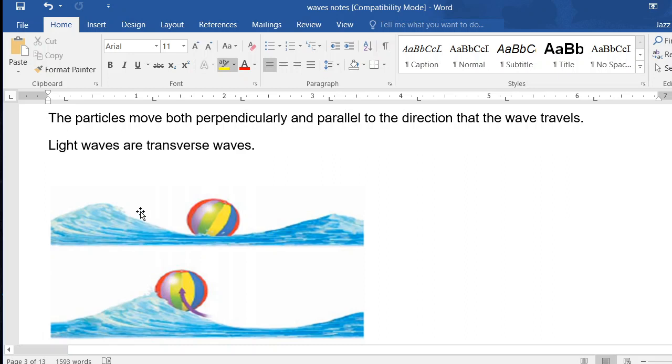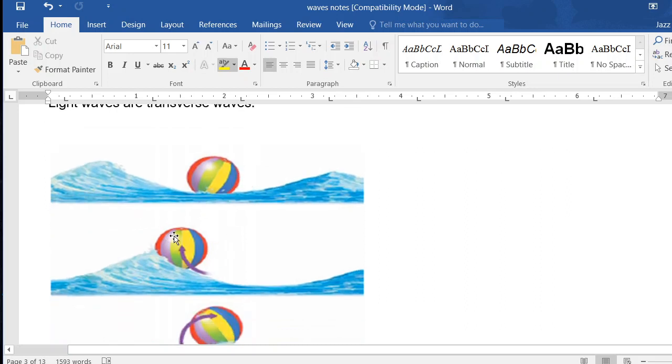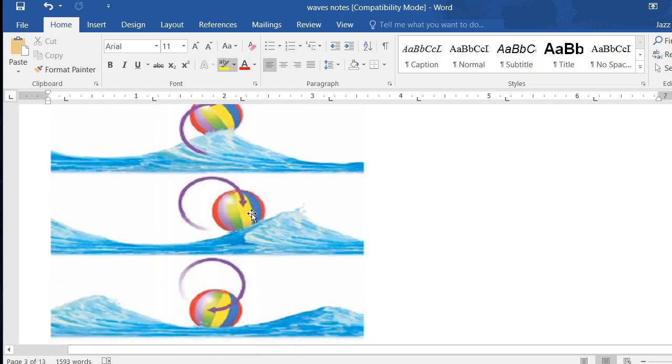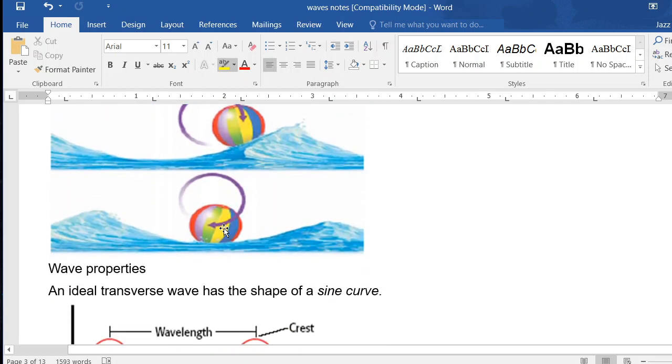This is a good example of what a particle in a wave looks like. You can see the ball sort of travels in a circular motion when a wave passes through it, and that is what a good example of a transverse wave looks like.